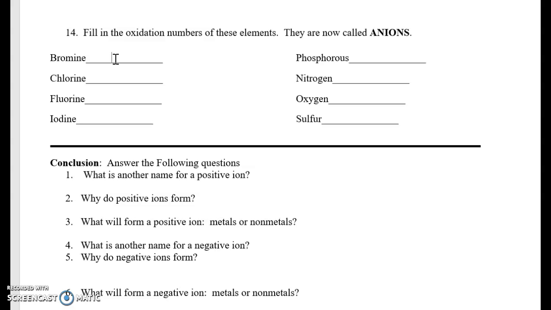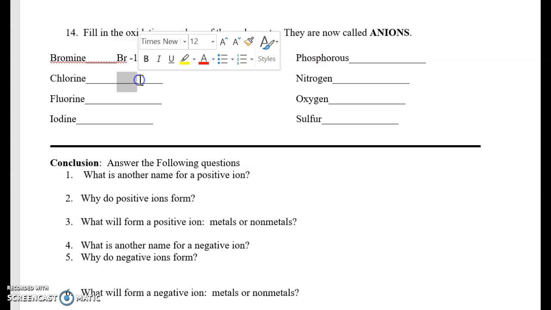So bromine's oxidation level will be Br, and then you can put a little -1. Now I'm not going to do this for you, but you can put the -1 a little bit above the r and smaller as I put on the board. It's hard to do that on Word, and I'm not going to take the time to do that. And I'll show it to you when I get back.